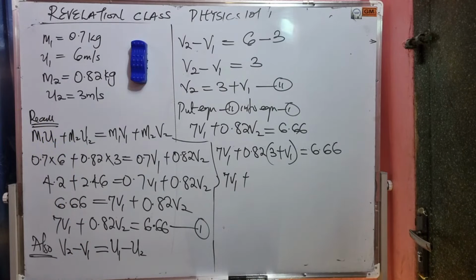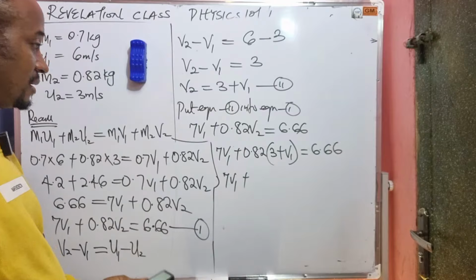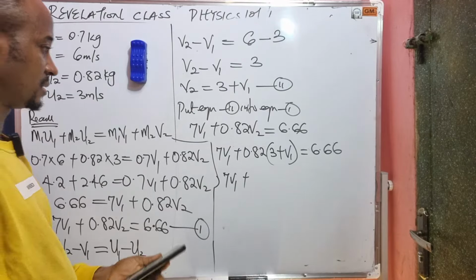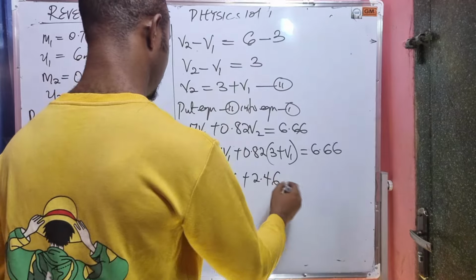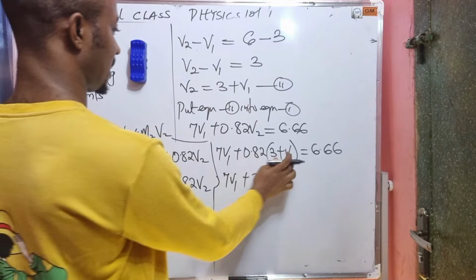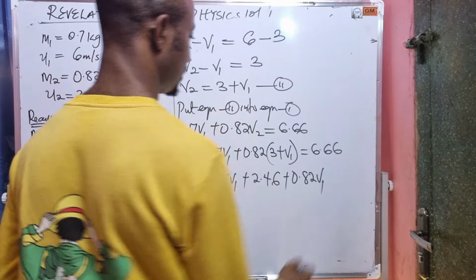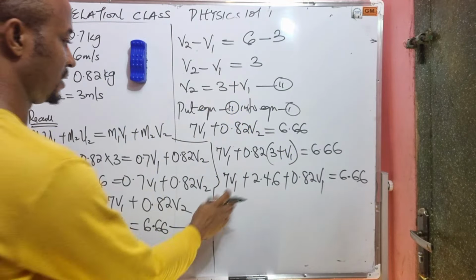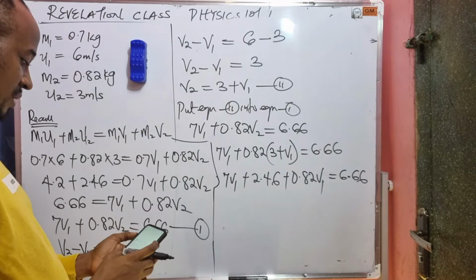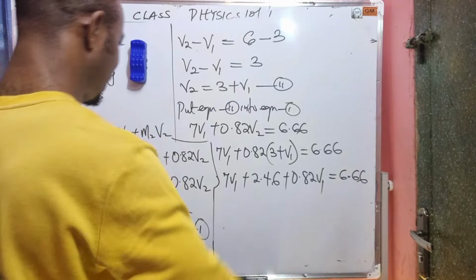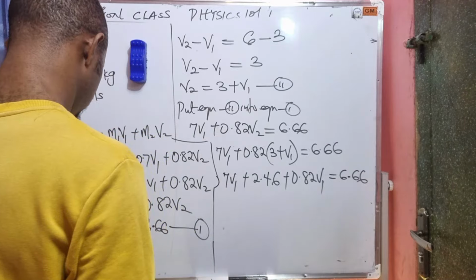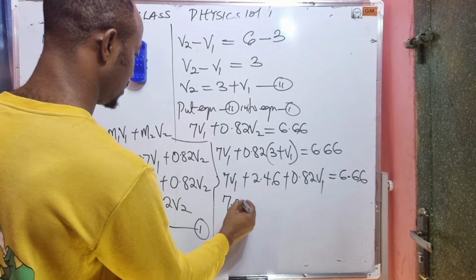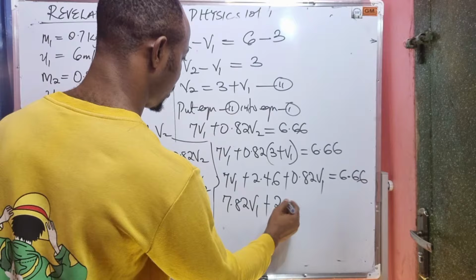Let's expand together. 0.82 times 3 is 2.46, plus 0.82 times V1 is 0.82 V1, all equals to 6.66. Okay, so let's see what we're going to achieve at the end of the day. 0.7 V1 plus 0.82 V1 will give us what? 0.7 plus 0.82 is 1.52 V1. Now we want about 7.82, okay? Then we have 7. 7 plus 0.82 is 7.82 V1 plus 2.46.